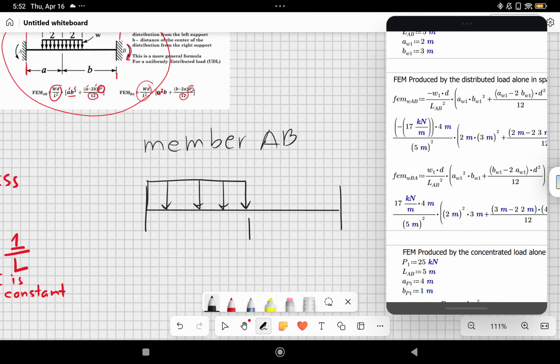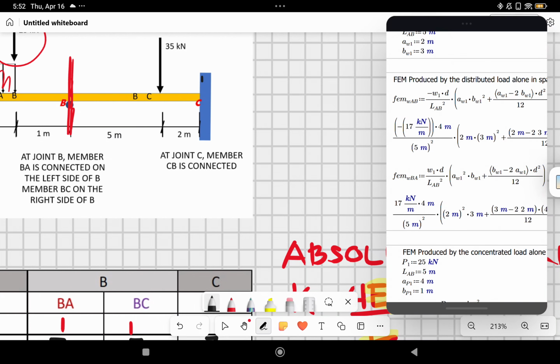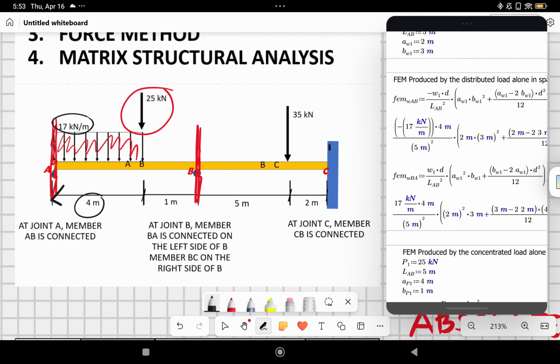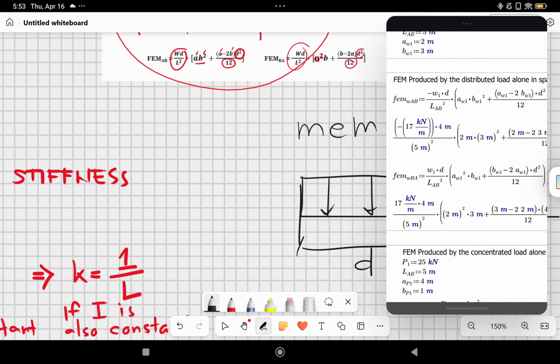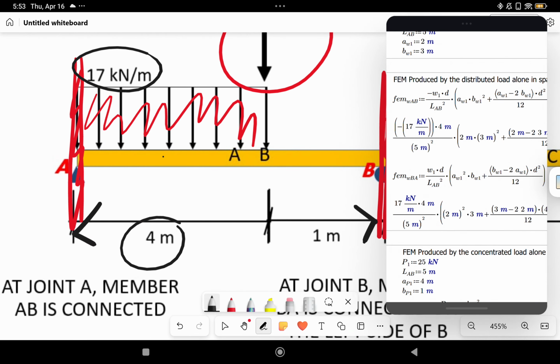Yung D is this one. Okay? So D is equal to 4 meters. The W is 17. The length of the beam member is 5 meters. And then we measure A and B. So, saan natin measure yung A and B? Sa gitna nito. So, yung hatiin lang natin ito. So, 2 meters, 2 meters.